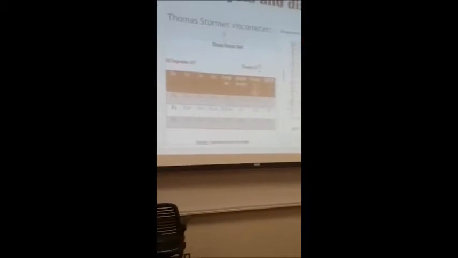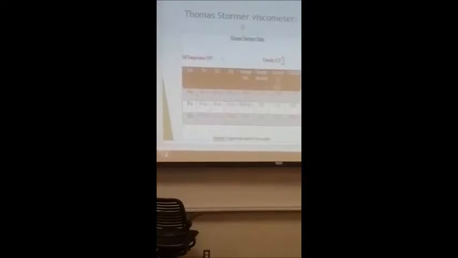So far, we have covered the definition of viscosity. We went through the different steps that we had to cover to run the Thomas-Stormer viscometer experiment. I would like to point out that we used three different masses to run the Thomas-Stormer viscometer: the 25, the 50, and the 100 grams. Based on the different data gathered during that experiment, we were able to put together this table here.